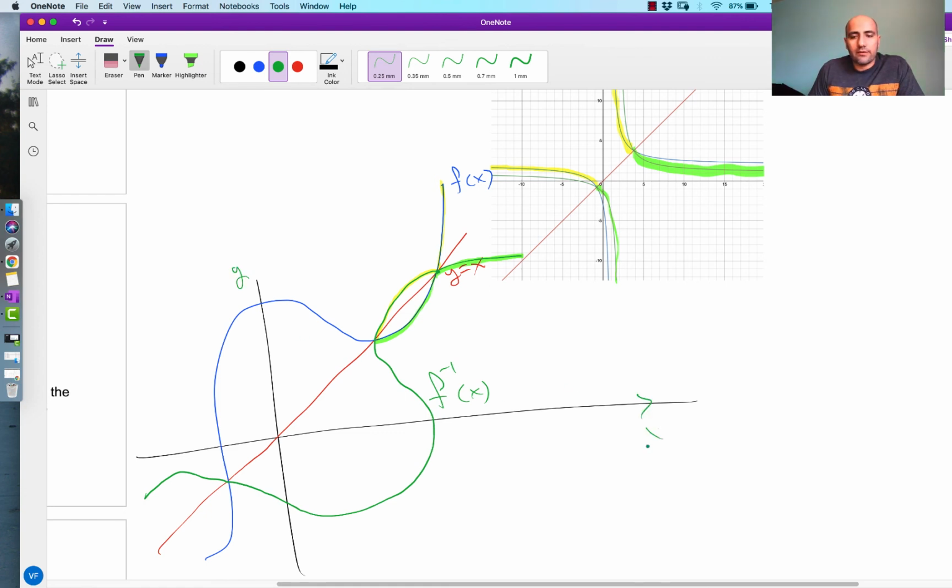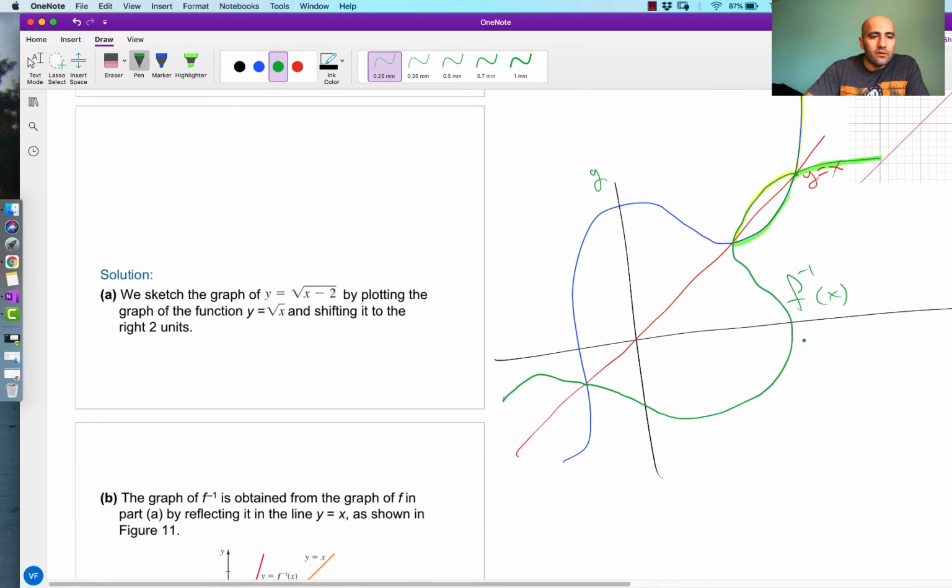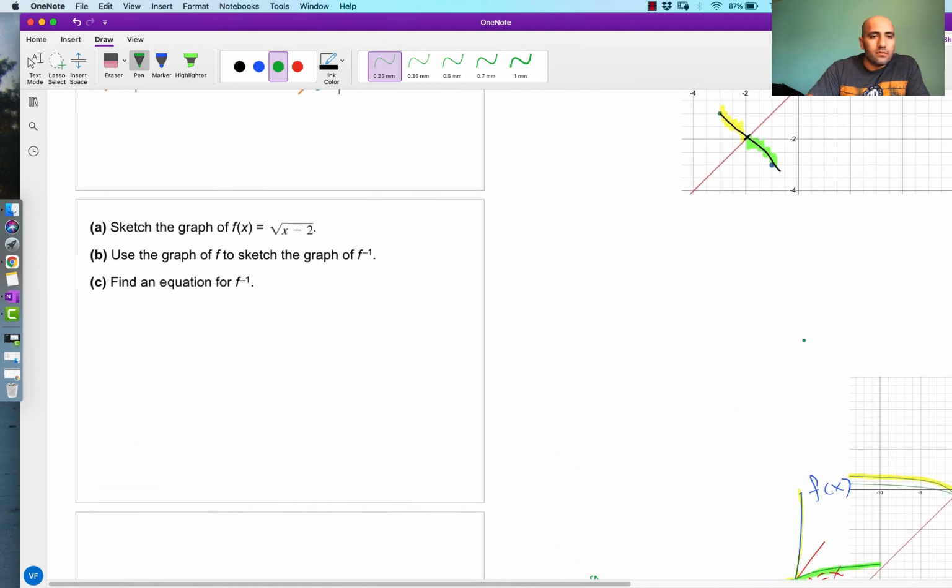Okay, one more simple example. Sketch the graph of the square root of x minus 2. Use the graph of f to sketch the inverse of f, and then find the equation for f inverse. Okay, the square root of x minus 2.